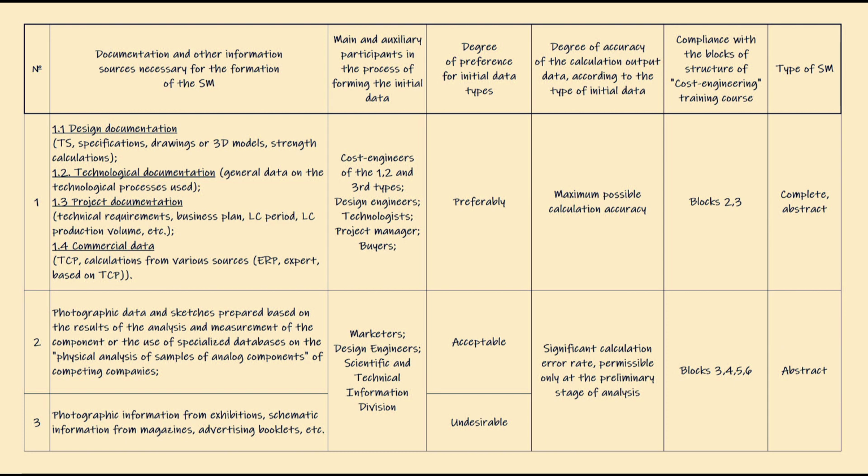The list of basic initial data for the formation of the structural model of the component can be presented in the first approximation as follows. It should be noted that in addition to technical data, the presented list also includes commercial, design engineering, and other types of initial data. However, in this issue we will not consider the procedure for the formation of commercial components of functional and structural models, although, in practice, these components take place.